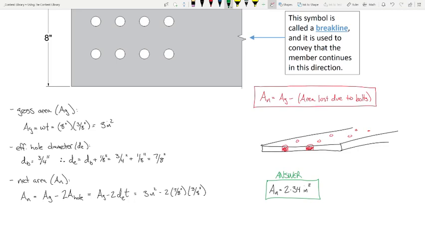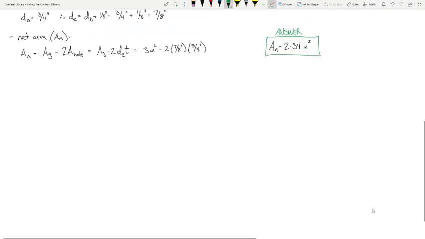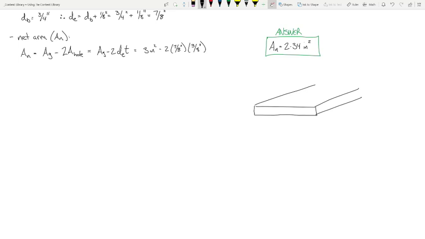Let me see if I can draw my schematic a little better. So what I'm saying is, imagine that there was a hole like right here, right? So the hole went like that, but you're cutting right through the middle of the hole. So let's just look at a single plate with a hole in it. I'm cutting like that, right through the middle of it. So along this cross section, that's what's missing. Does that make sense? That's the material that's gone, right?